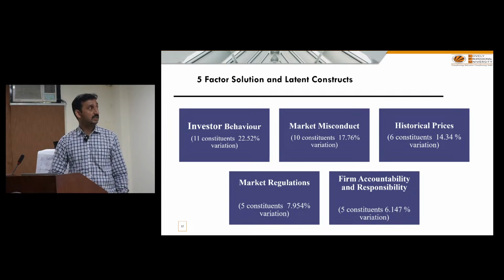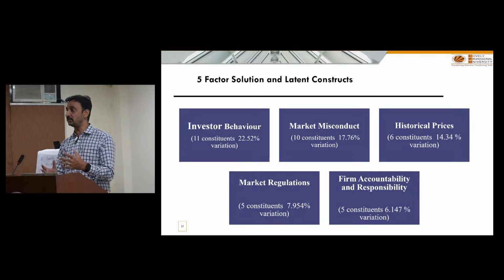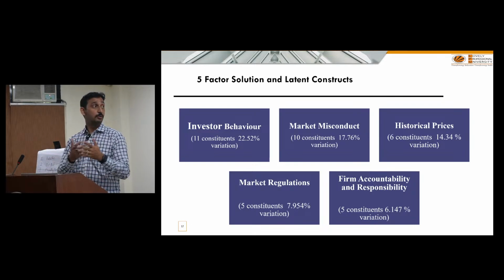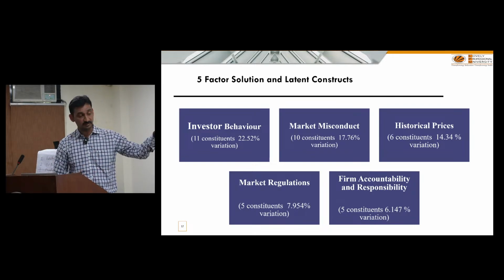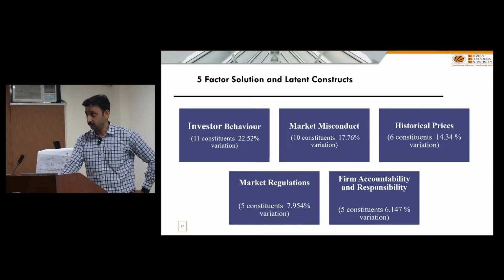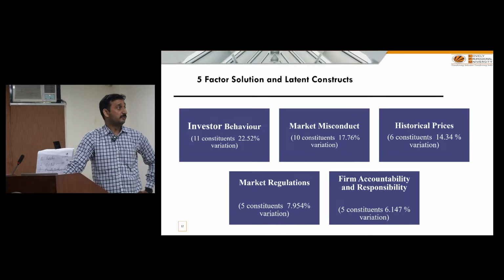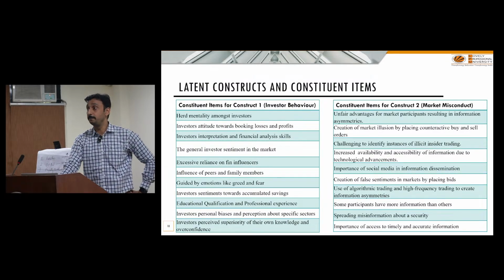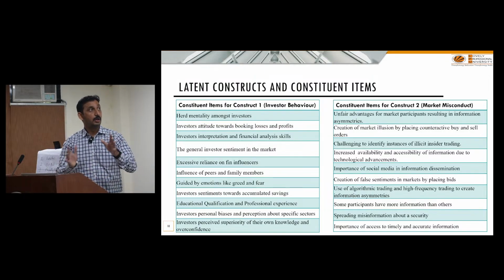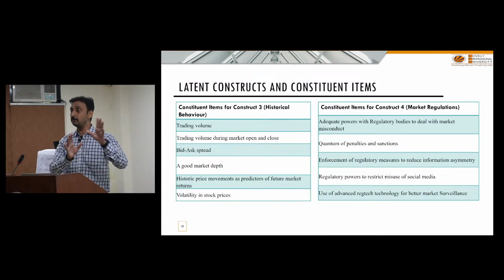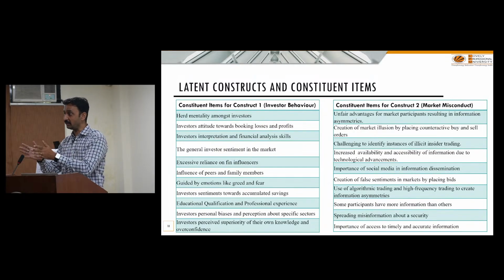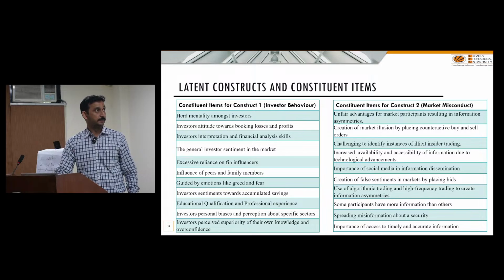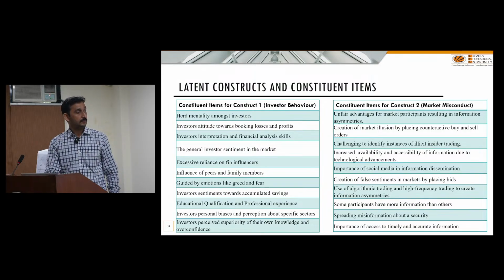When I'm talking about investor behavior, we are not just talking about investor behavior, but there are close to 11 constituents. I can give you a quick view: herd mentality is one of the important factors, investor attitude towards booking profit and loss, and the general investor sentiments. So what I'm trying to tell you is that these are not just a factor, but within the factor itself we are looking into smaller aspects of these factors to make sure how these factors work.